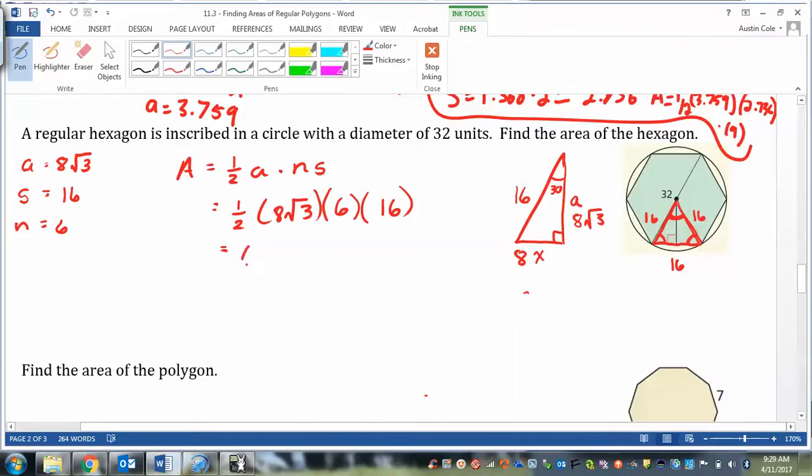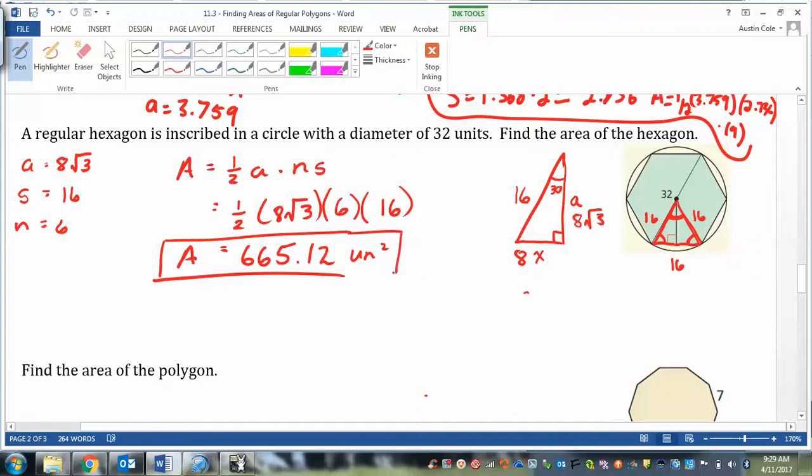So 665 point, what is that? 1, 2. My label, square units.